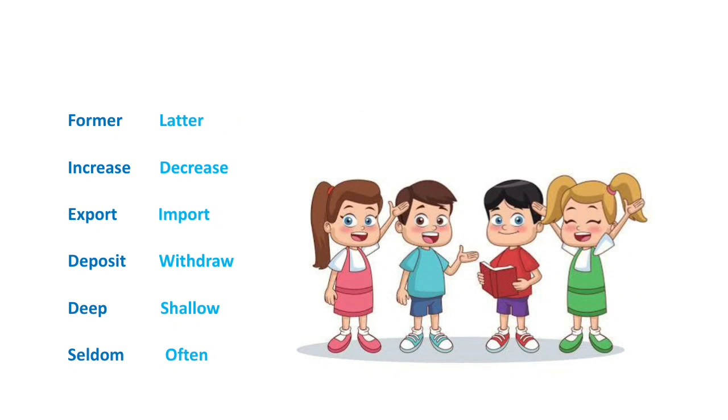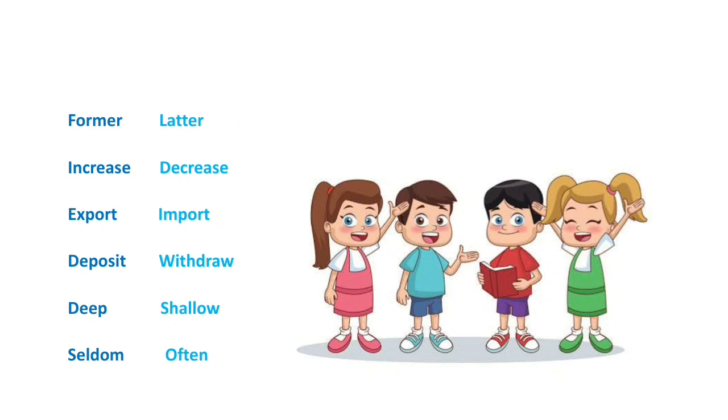Next we have deposit, and its antonym is withdraw. So deposit means to keep something somewhere. For example, your parent keeps money in the bank, that is called depositing money, deposit. And withdraw means to take away something. If your parent is taking away that money from the bank, it is called withdraw, to withdraw money.